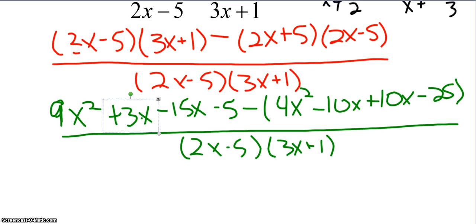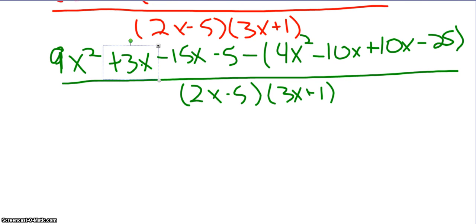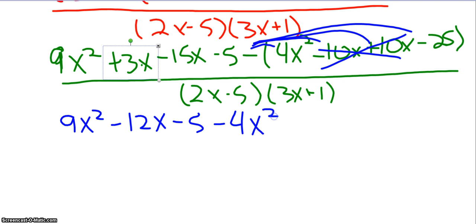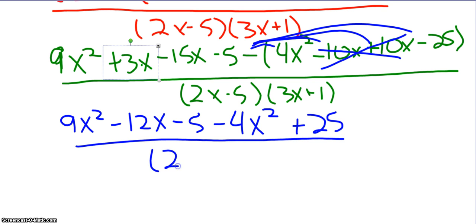Okay, let's keep combining like terms. So I have a 9x squared. Then I have 3x minus 15x, which is going to give me a negative 12x. Then I have a negative 5. Then I'm going to distribute this negative right here. However, we know the negative 10x and the positive 10x are going to cancel. So I'll have a negative 4x squared and then a plus 25 all over 2x minus 5 times 3x plus 1. Okay, again, let's keep combining because we are that awesome at this.